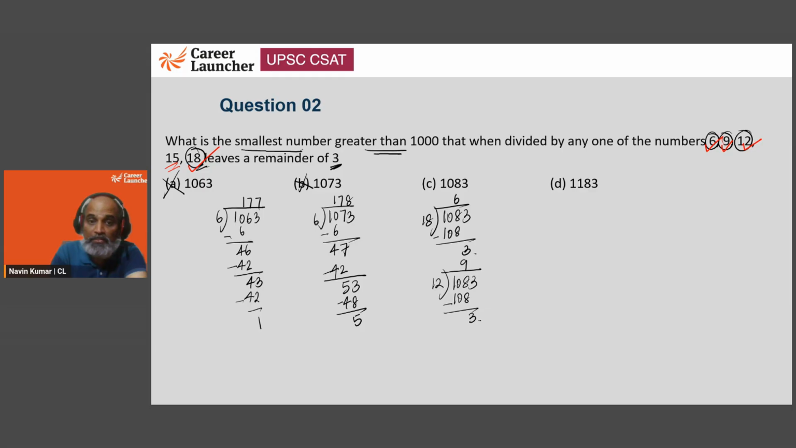Now the last one, 15. So if we take 1083 and divide it by 15, this is going to be 15 into 7 is 105. Then we are left with 33 if we subtract. 15 into 2 is 30, and we get the remainder as 3. So from 15 as well, we get the remainder as 3. So the answer is going to be option C. If option C was not the answer, then obviously D was the answer. We do not have to check for D.